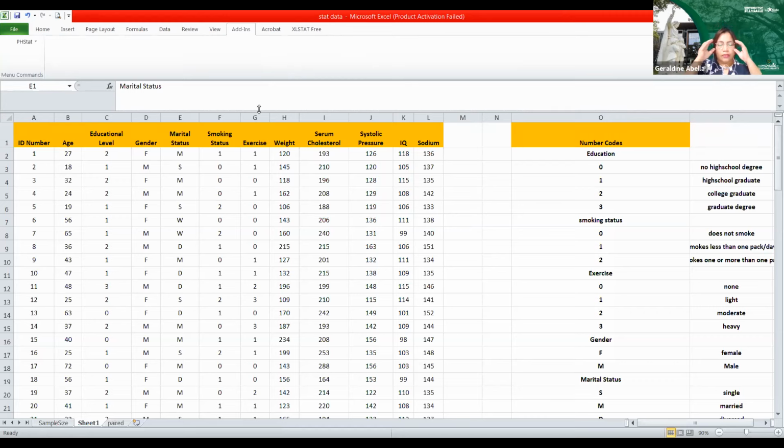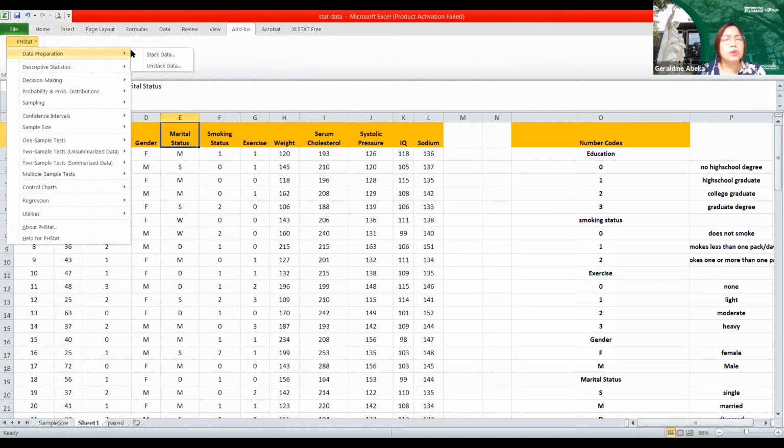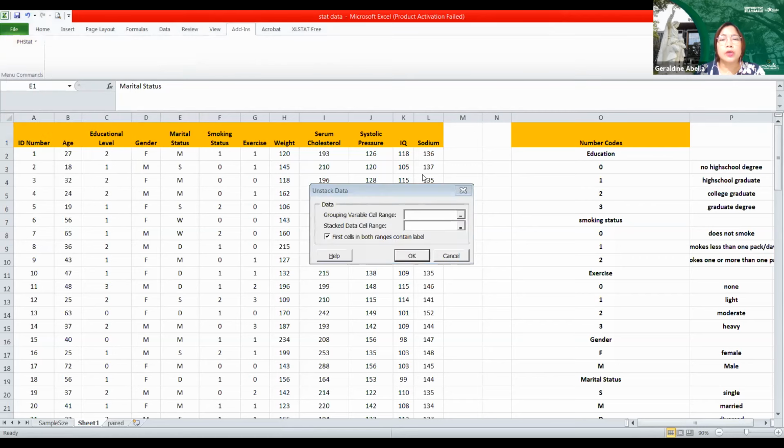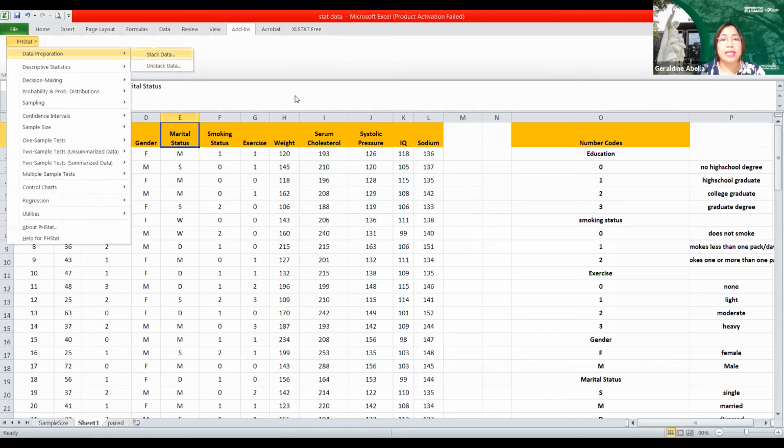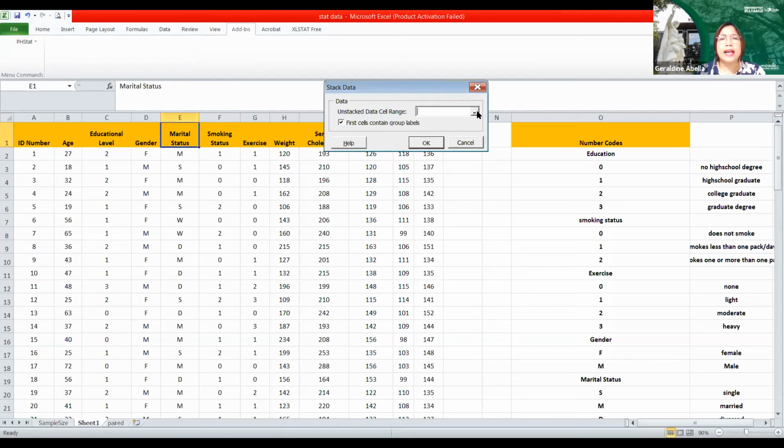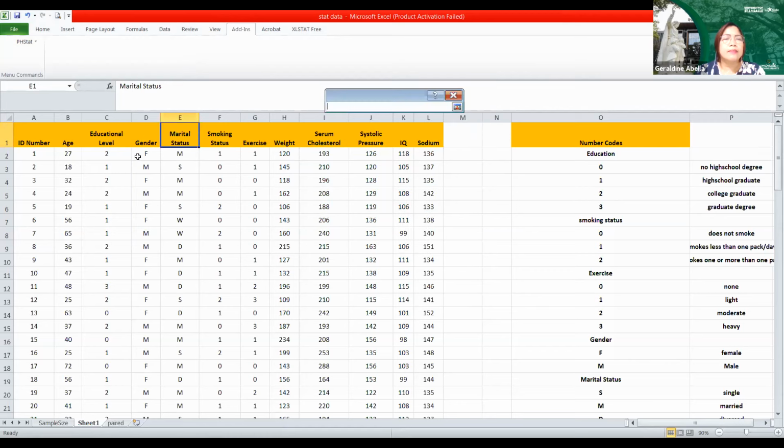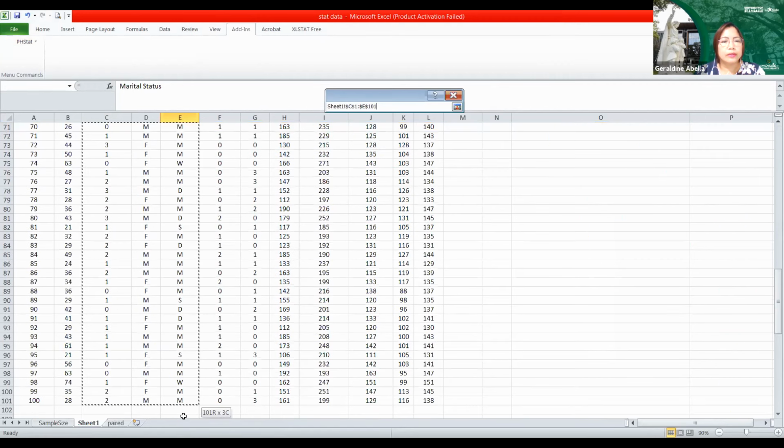How do we find the frequency count and the percentages? First, you have to unstack the data. I'm going to share the PowerPoint later. If you're going to use PH Stat, it's unstack, not stack the data. In unstacking the data, simply highlight all these three columns, including the values. Then click OK.